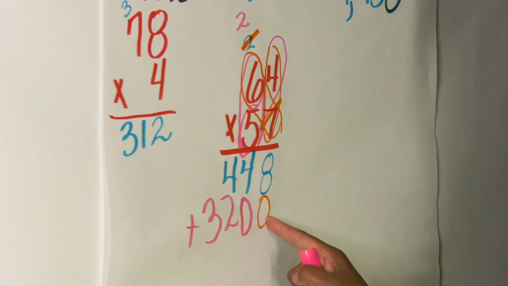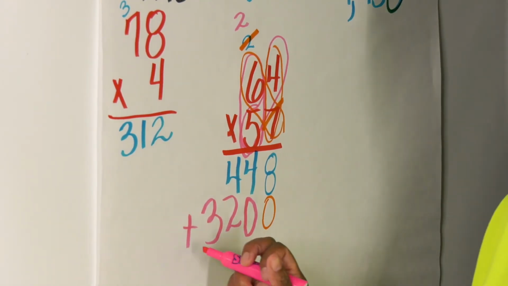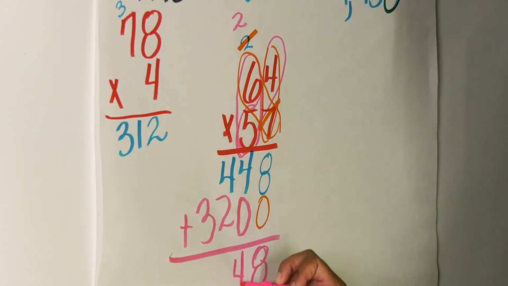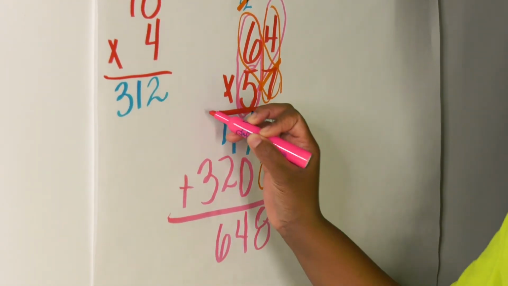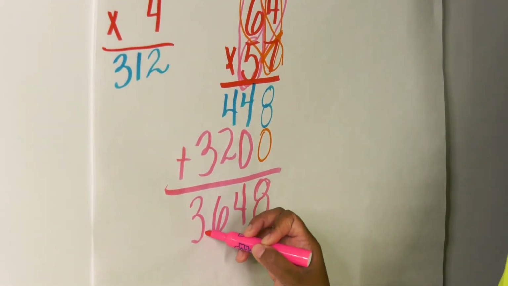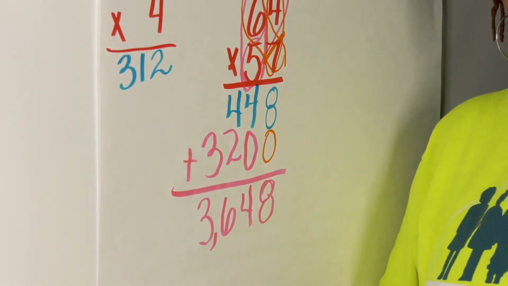So now we want to take those 2 answers that we got and we want to add them together. So we have 8 and 0 is 8, 4 and 0 is 4, 4 and 2 is 6, and 3 and nothing is 3, 3 digits over, and we want to put our comma.